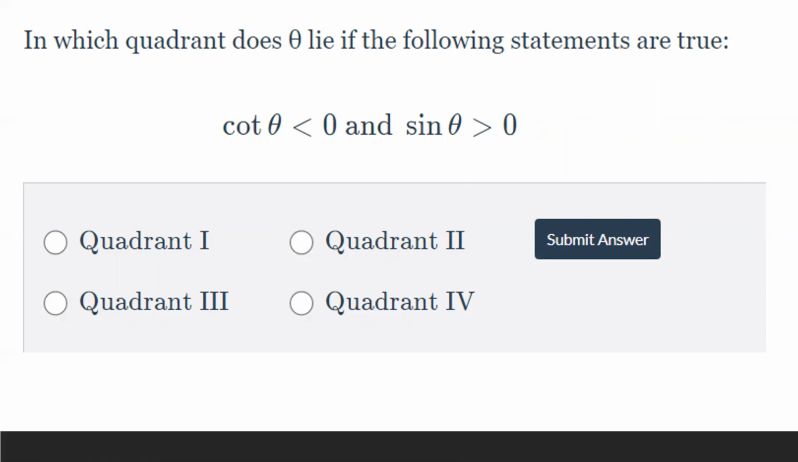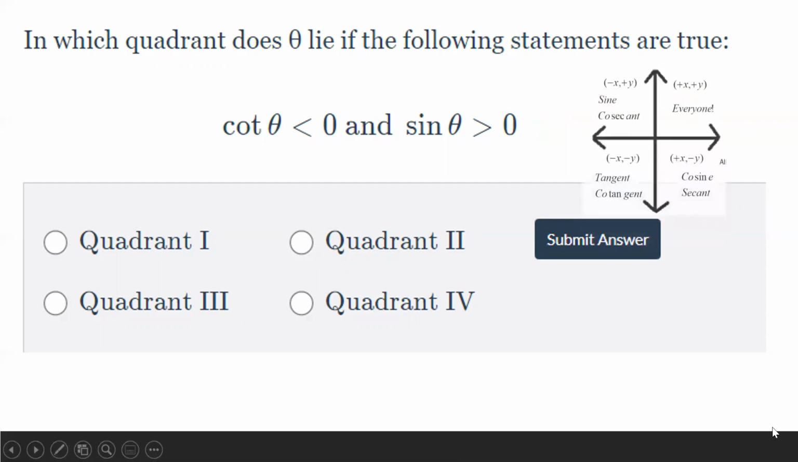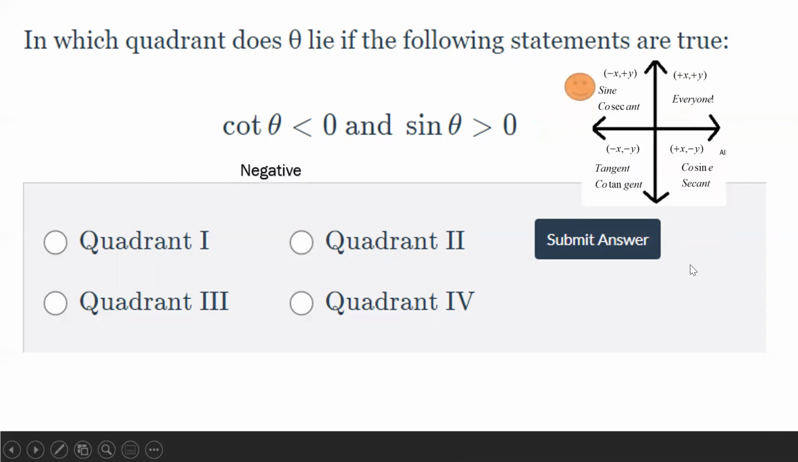All right, here we go. So cotangent being negative would be in quadrant 2 and quadrant 4. Sine being positive would be 1 and 2, meaning quadrant 2 is the winner. And that's how you do those.